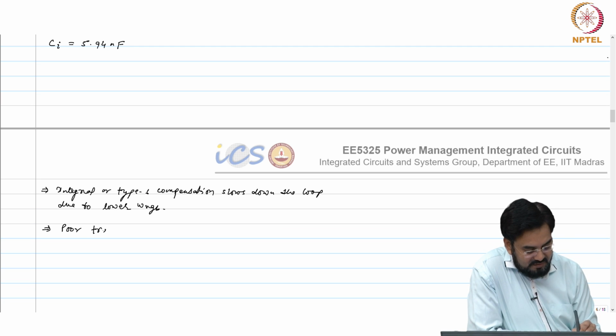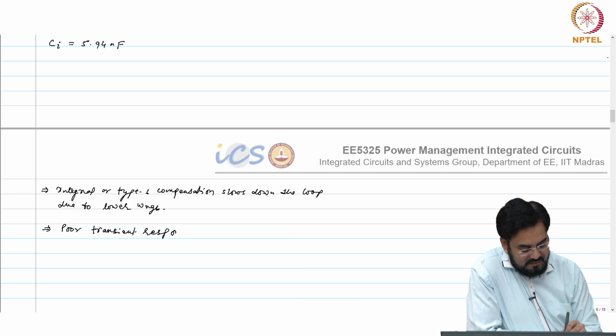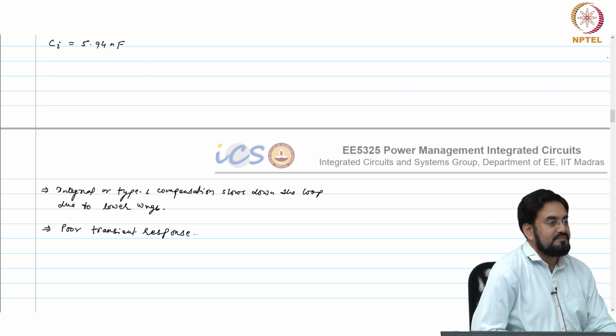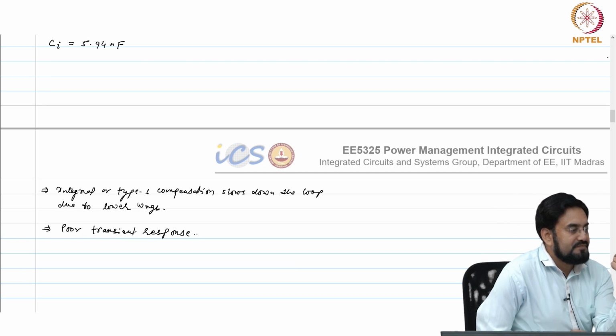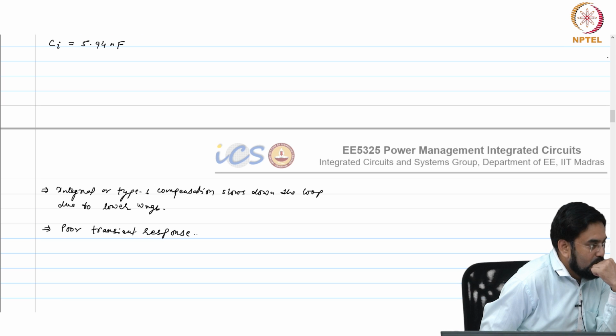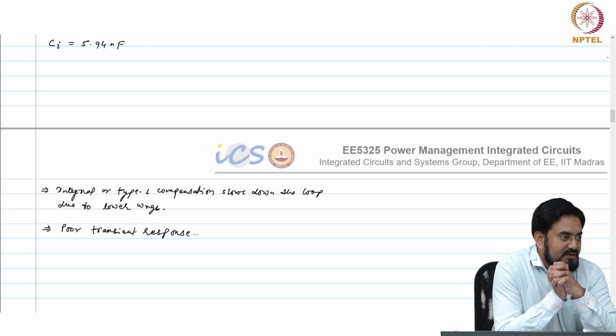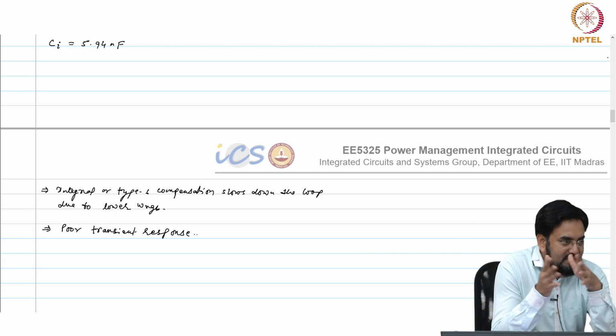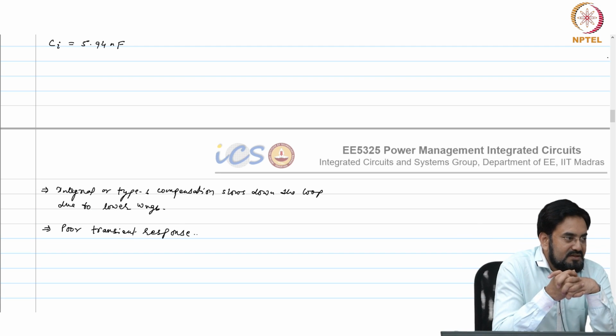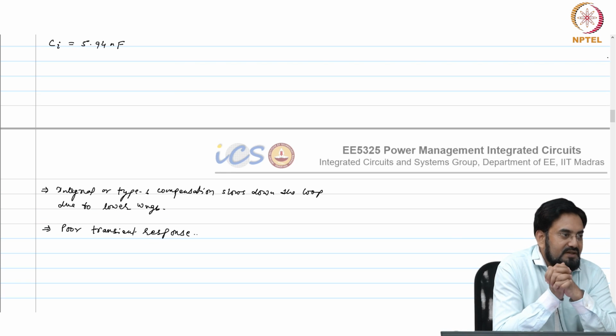Poor transient response. So if I give, let us say, a load or line transient, your loop will not respond very fast. So it will take some time to change your duty cycle or recover the current, which means your capacitor has to supply that current for a larger duration, and your output voltage will dip more here.